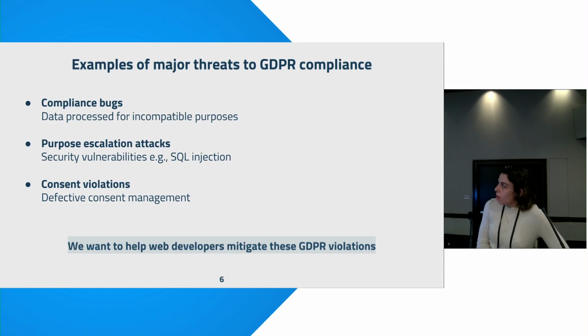Besides compliance bugs, there are also other threats to GDPR compliance. For example, we have purpose escalation attacks. In this type of attacks, an attacker exploits a security vulnerability, for example, through an SQL injection, and has access to data that should be inaccessible for the purpose associated with the vulnerable function. There are also consent violations where the user's consent preferences are not respected. And so our goal with this work is to help developers mitigate these GDPR compliance violations when building their web applications.